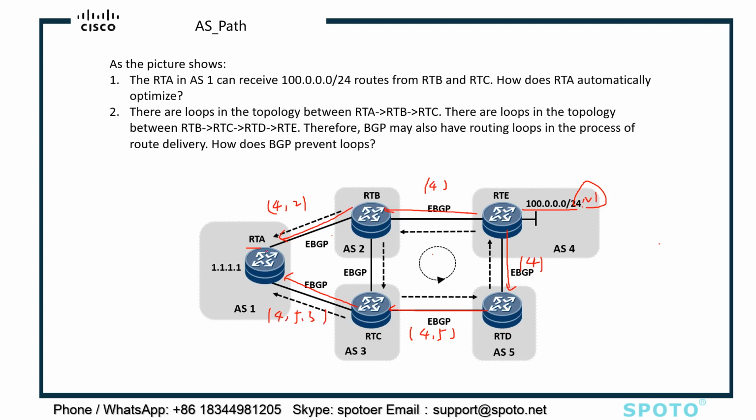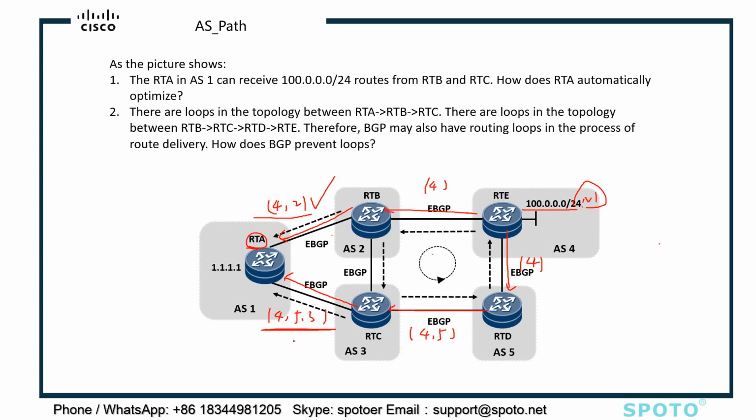We can see RTA can receive these two routes. The first one has the AS list 4 and 2, and the second one has the AS list 4, 5, 3. So RTA will think the first route has passed through 2 different AS, and the second one has passed through 3 different AS. So it can think the first route is closer in the transmit path. RTA will think the first route is better because its AS path list is shorter than the next one. It's just 2, but this one is 3.